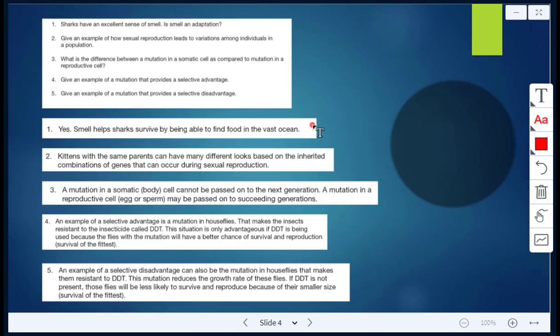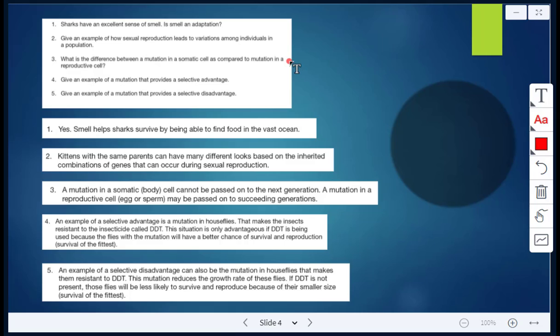Question 2, give an example of how sexual reproduction leads to variations among individuals in a population. So for example, here is kittens. Kittens with the same parents can have many different looks based on the inherited combinations of genes that occur during sexual reproduction.